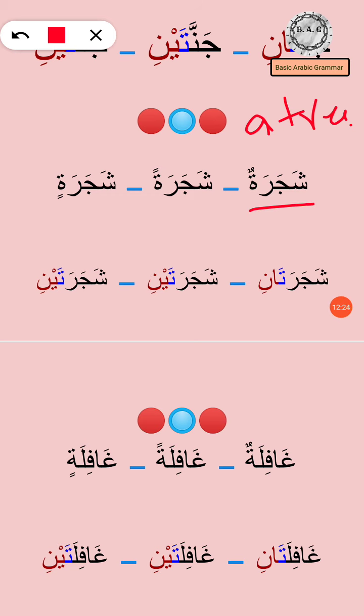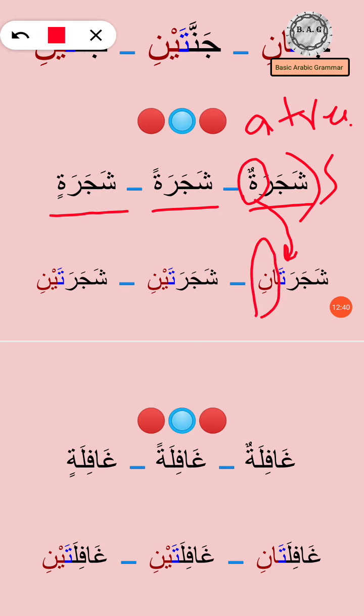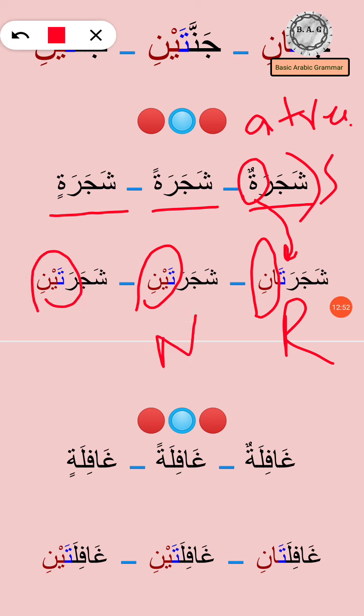Shajaratun is the rafa form. Shajaratan nasab. Shajaratin jar. Okay, so this is all singular. And in musanna, what happens? The ta marbuta gets replaced with a regular ta that carries a fatha and this suffix, which is ani. Alright, so this indicates rafa form. Shajaratani, shajarataini, which is your nasab, and then again shajarataini is your jar form. Okay, so this is musanna.